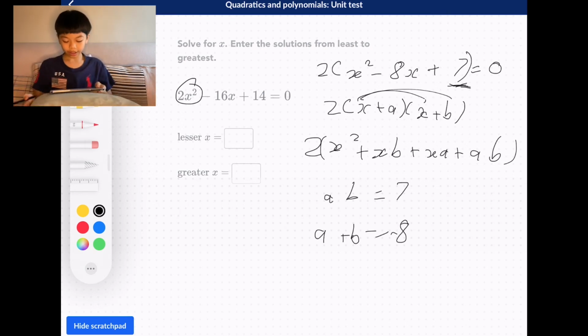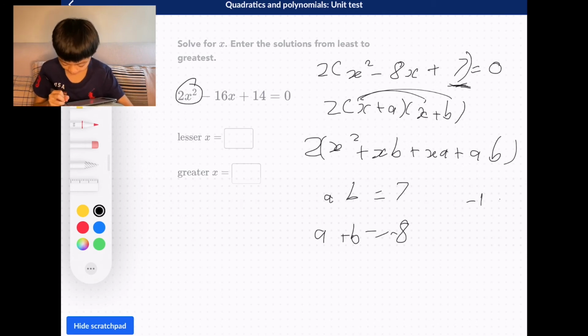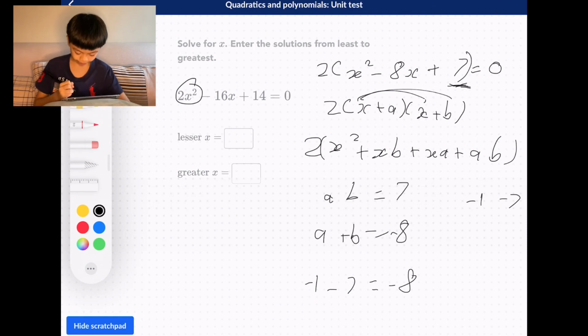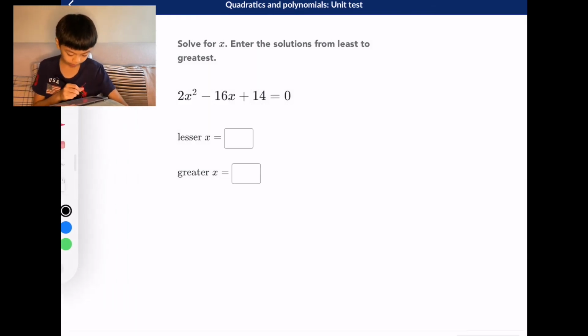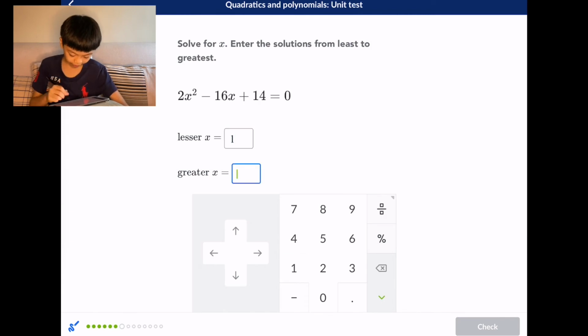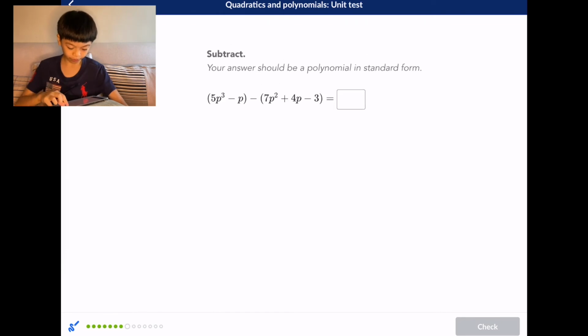That means they have to be negative numbers. We'll have to do minus 1 and minus 7. So minus 1 minus 7 equals minus 8. So the lesser x would be positive 1, and the greater x would be positive 7. Let's check. All right, we can move onwards.